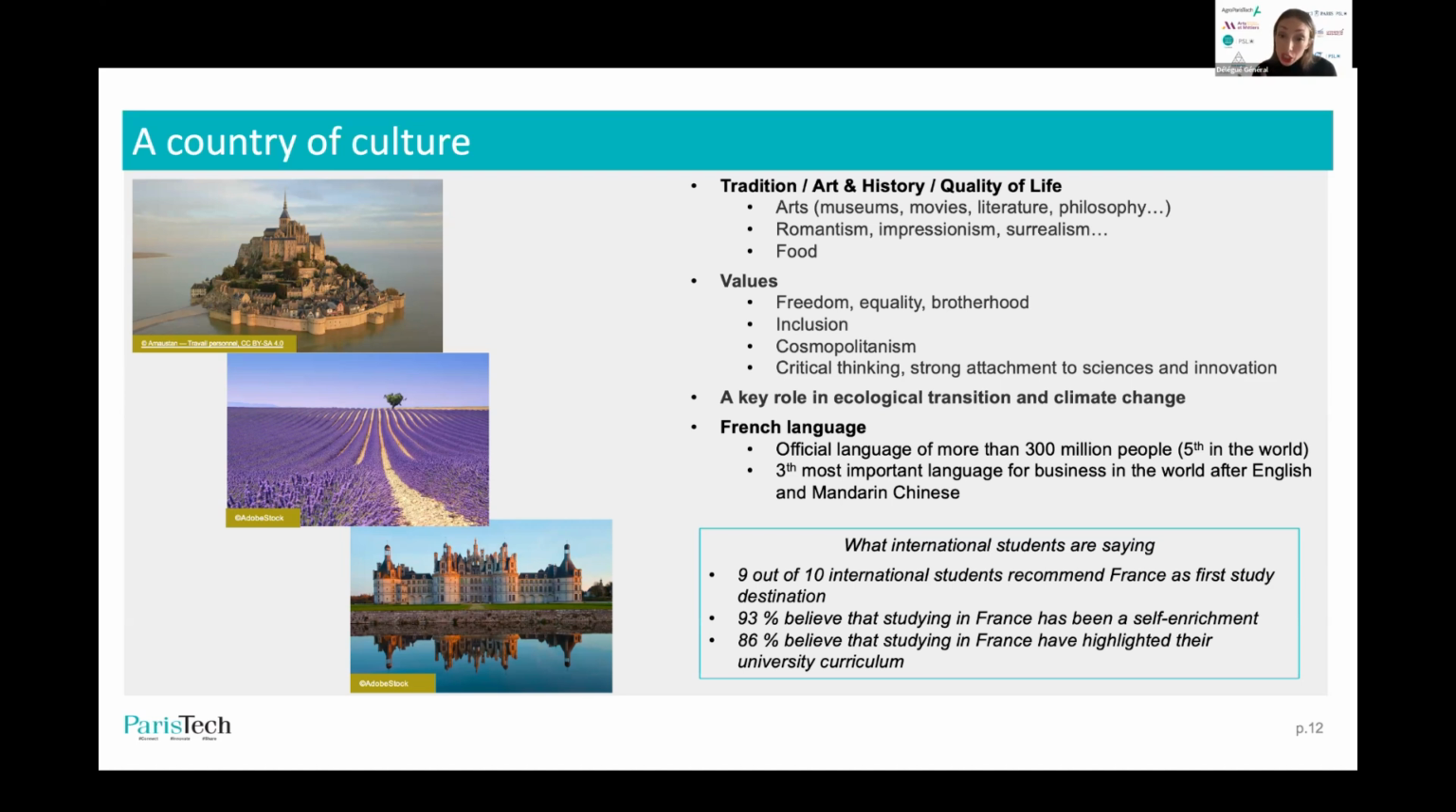And French language is an official language of more than 300 million people. That's why maybe we are not so good in English sometimes. And it's an important language for business in the world after English and Mandarin Chinese, of course. So please choose France, like we said. It's a very beautiful country and we have a lot to offer.